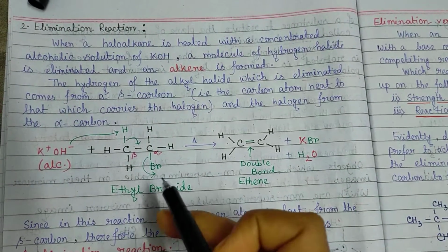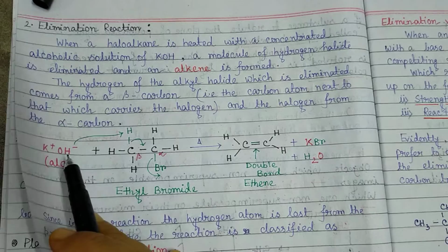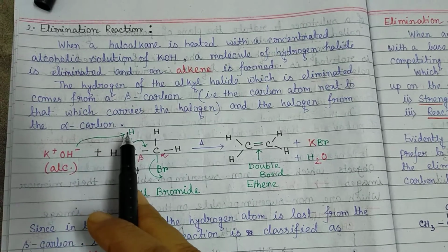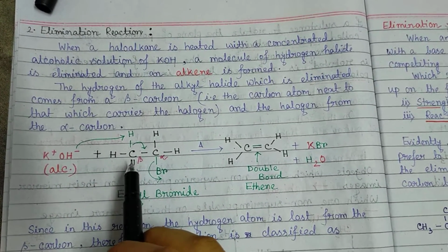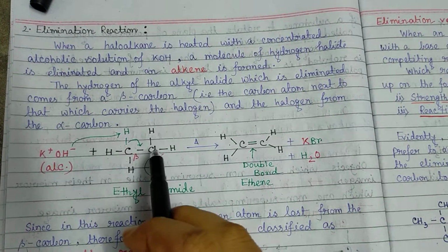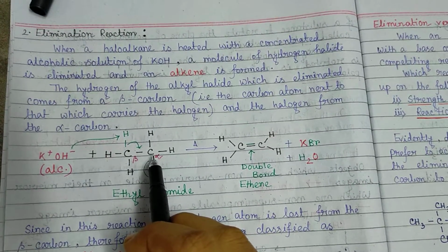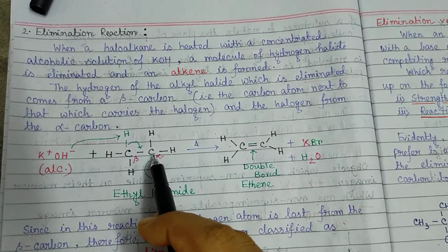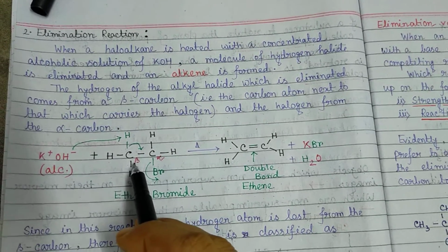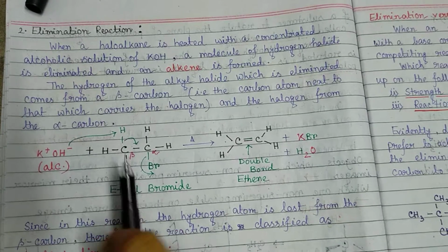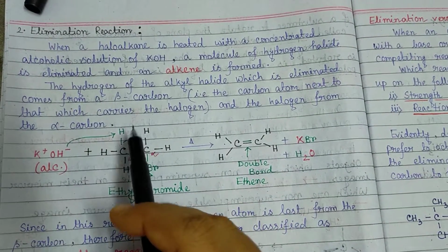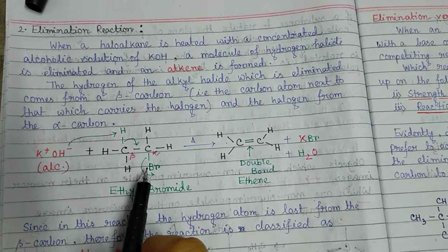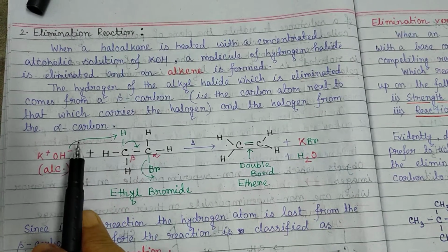So what happens in this reaction? If I look at the mechanism, we can see that the OH group of the potassium hydroxide is taking the hydrogen from the beta position. That means the halogen is attached to the carbon which is known as the alpha carbon, because we know that the functional group is attached to the alpha carbon, and after alpha there is the beta carbon. So the hydrogen is taken from the beta carbon and the halogen is leaving from the alpha carbon. So the HBr is eliminated this way.